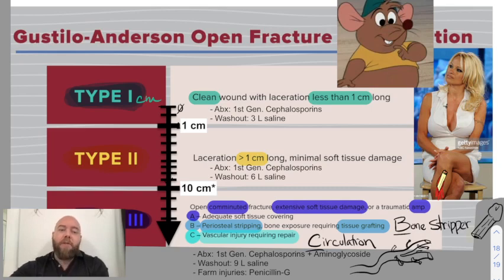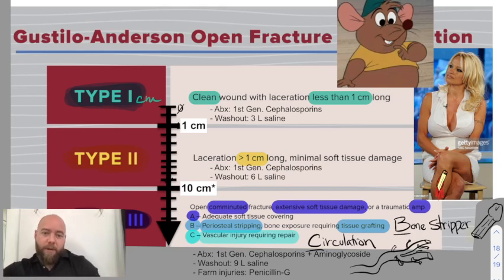In addition to that, there's the timing factor. So if the injury happened many hours ago, there's an increased risk of infection. Some sources say you need to get them on antibiotics within 3 hours, 6 hours. As soon as possible is important. You also need to check their tetanus status, and if it's a bullet wound, it's automatically a type 3. And so that's pretty much it.